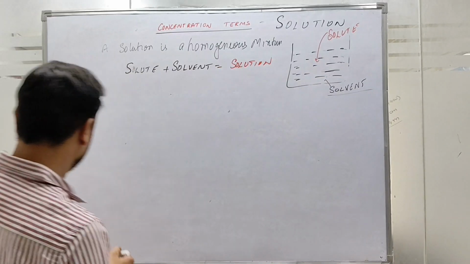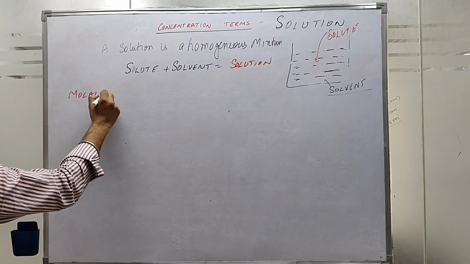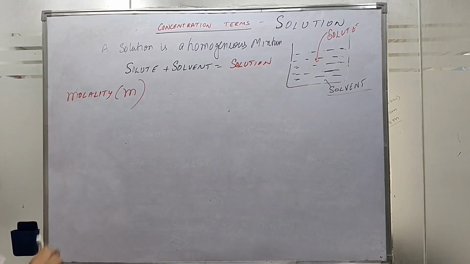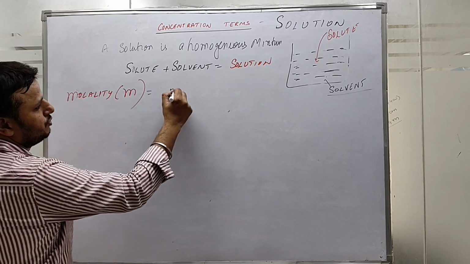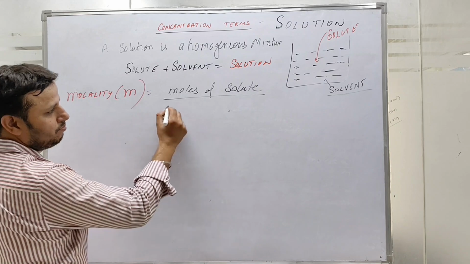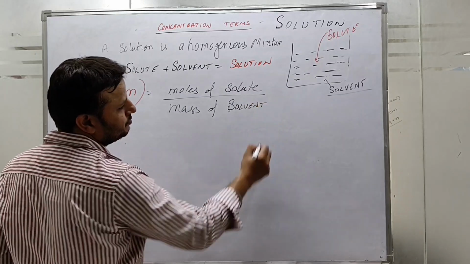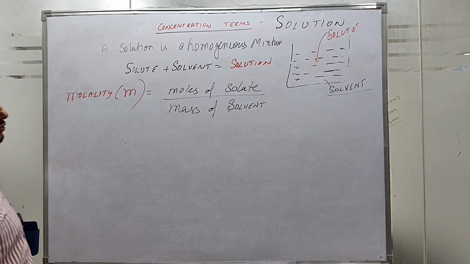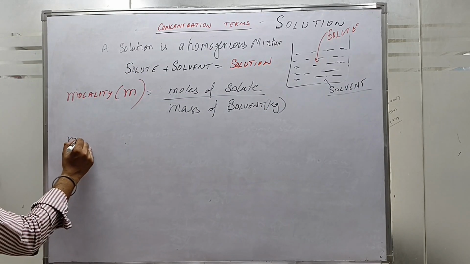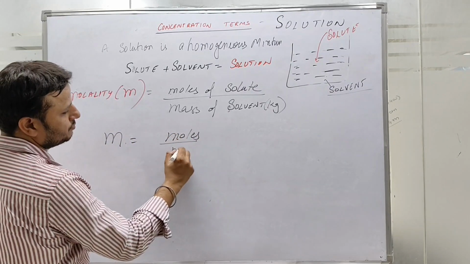Similarly, there is one more term, and that is molality. It is denoted by small m, so we will write it by small m only. Molality: the numerator is the same, moles of solute, but the denominator changes to mass of solvent, and that should be in kg. So molality, small m, is equal to moles by mass.